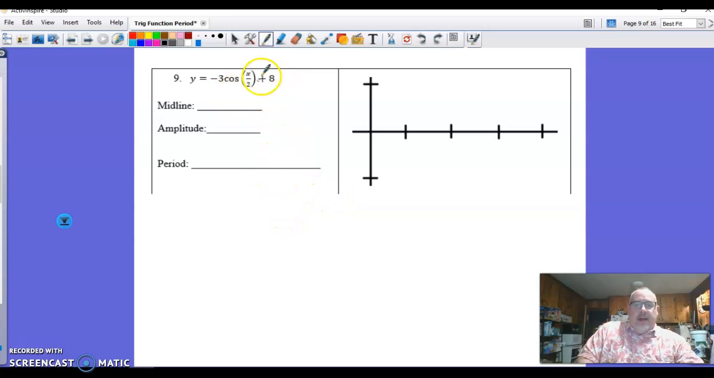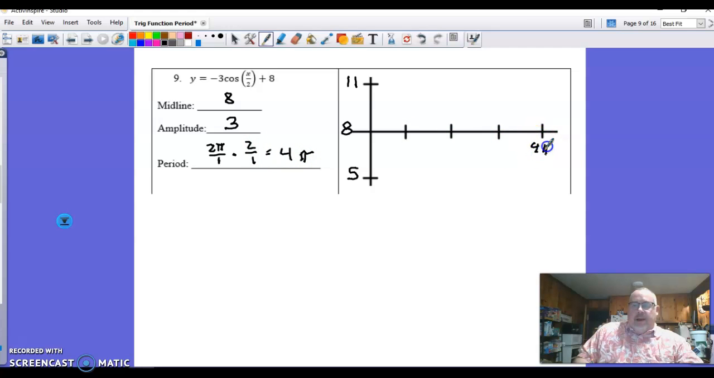All right, number 9, midline, 8. Remember, your amplitude is always positive no matter what, so it'll still be a positive 3. So if 8 is in the middle, 3 up would be 11, down 3 would be 5. There's your minimum and your maximum. Your period is, since that's over 2, that's like a half, so it'd be 2 pi over 1 times 2 over 1, or 4 pi.